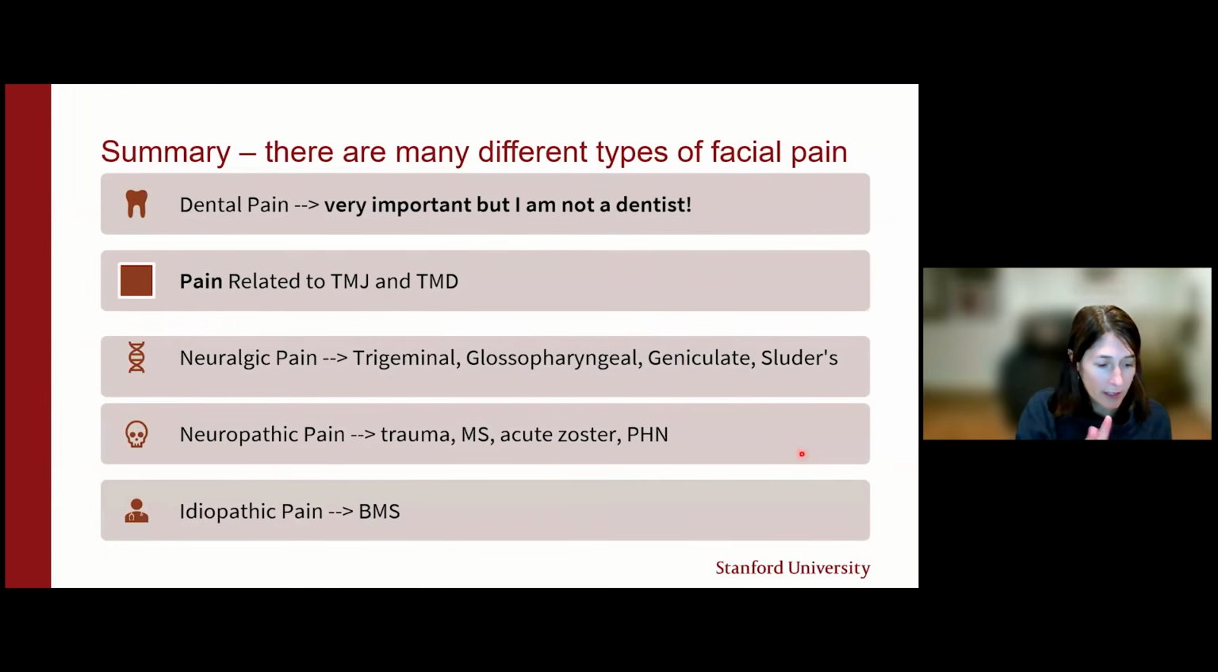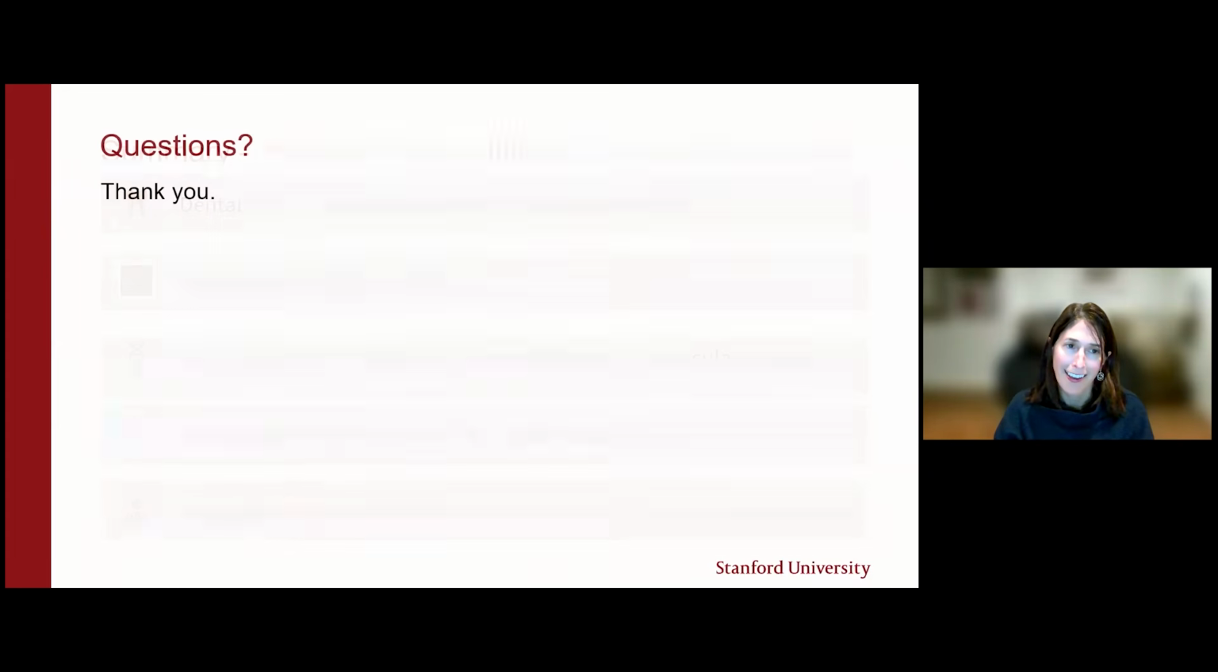All right, so I think I went a little over time, I apologize, but these are the different types of facial pain that we talked about tonight. There are more that we didn't quite hit on. We could do a part 2 if you like. But now I'd like to open it up for questions.